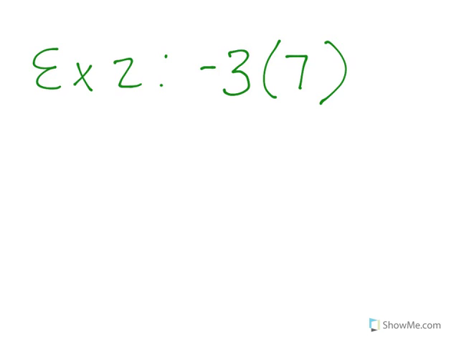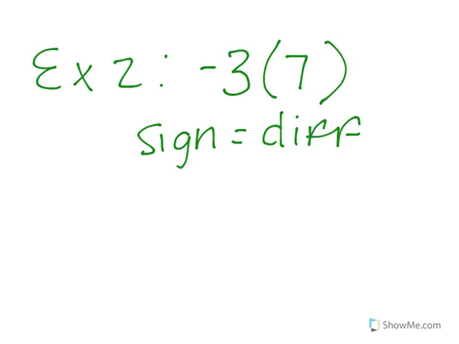Example 2 says -3 times +7. Again, their signs are different, so I know that the product has to be negative. So I say to myself, 3 times 7 is 21, and I have to add that negative sign because they have different signs. So -3 times +7 is -21.